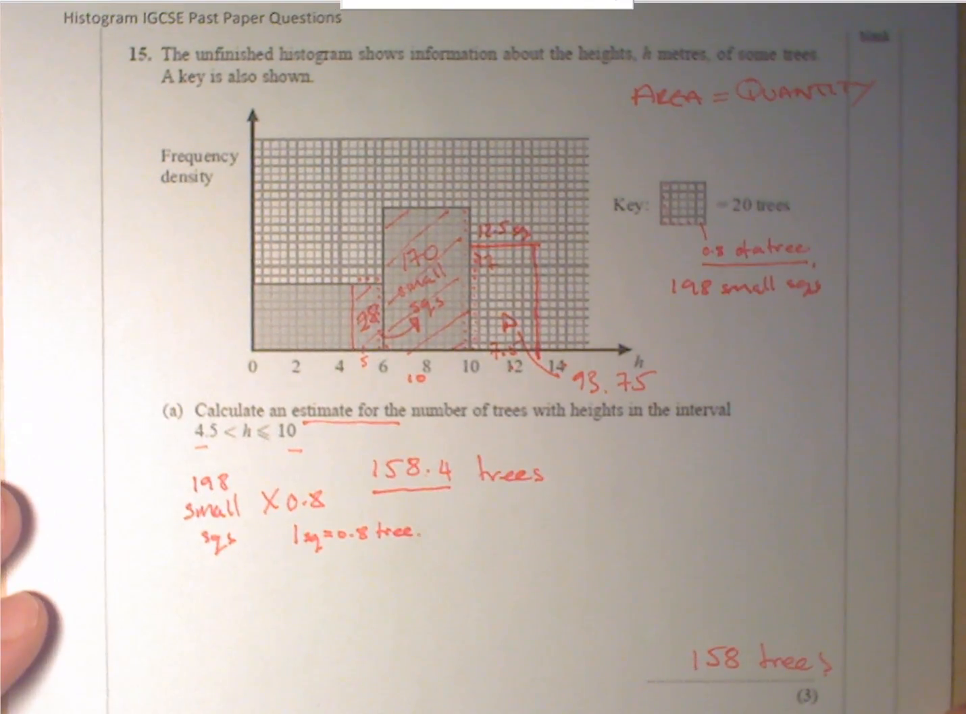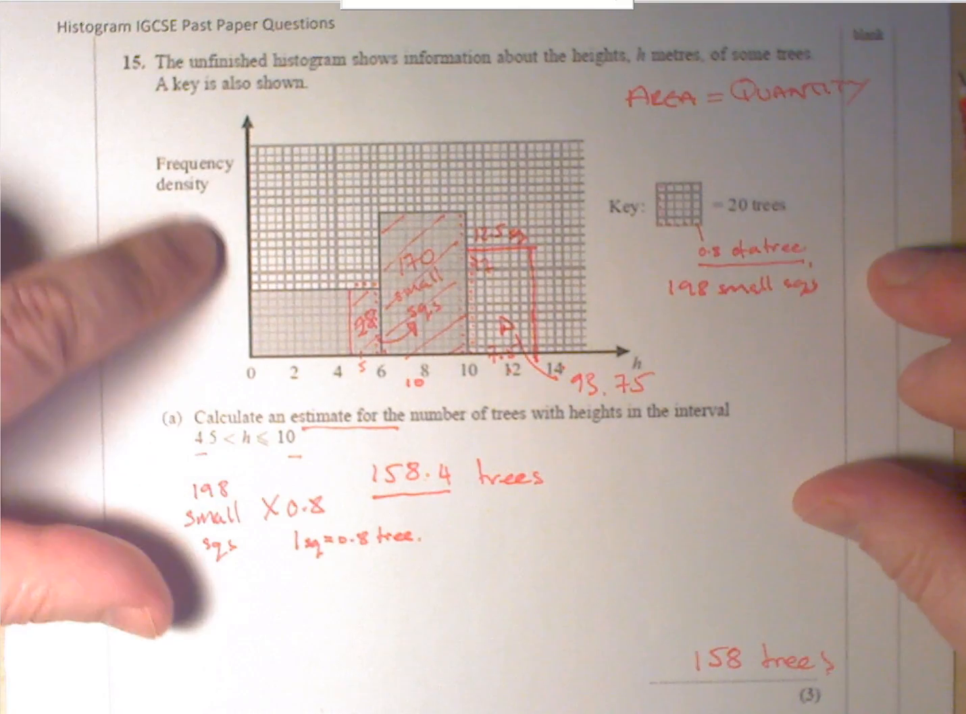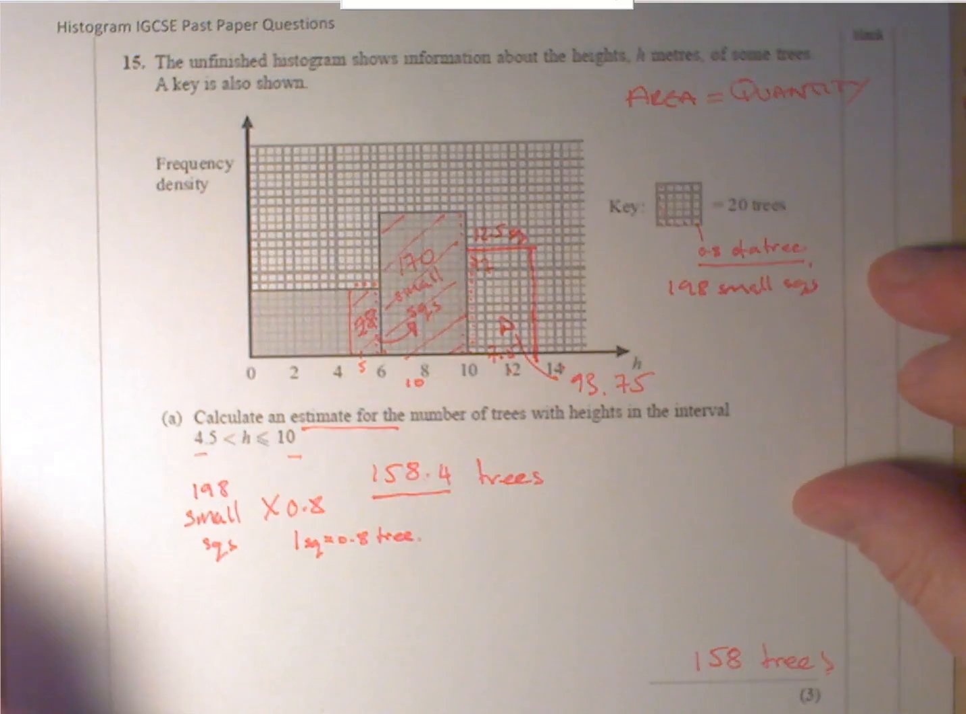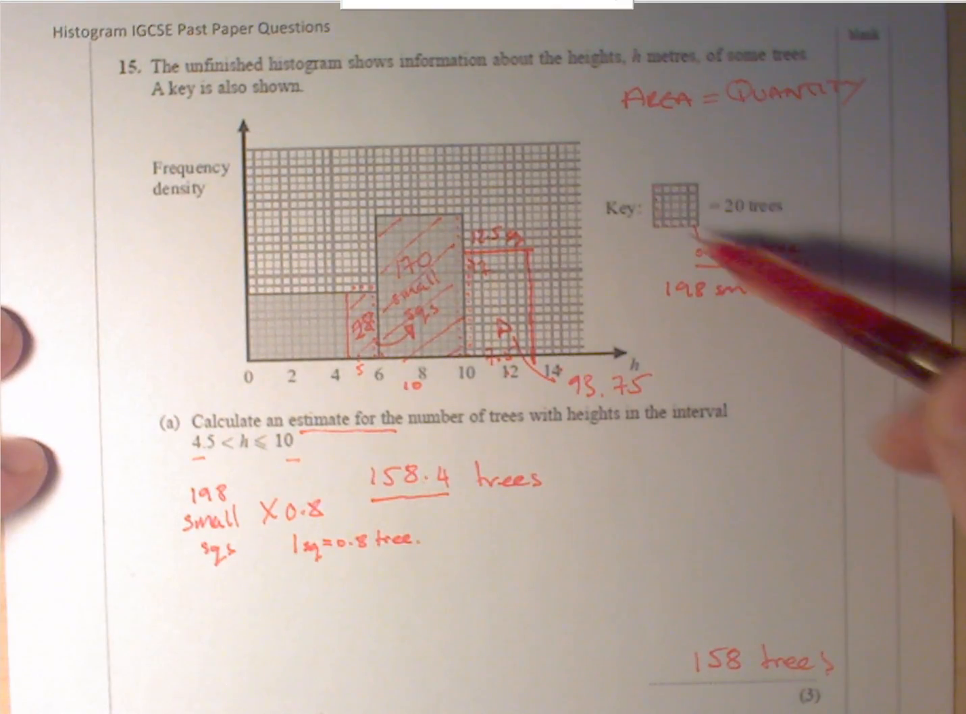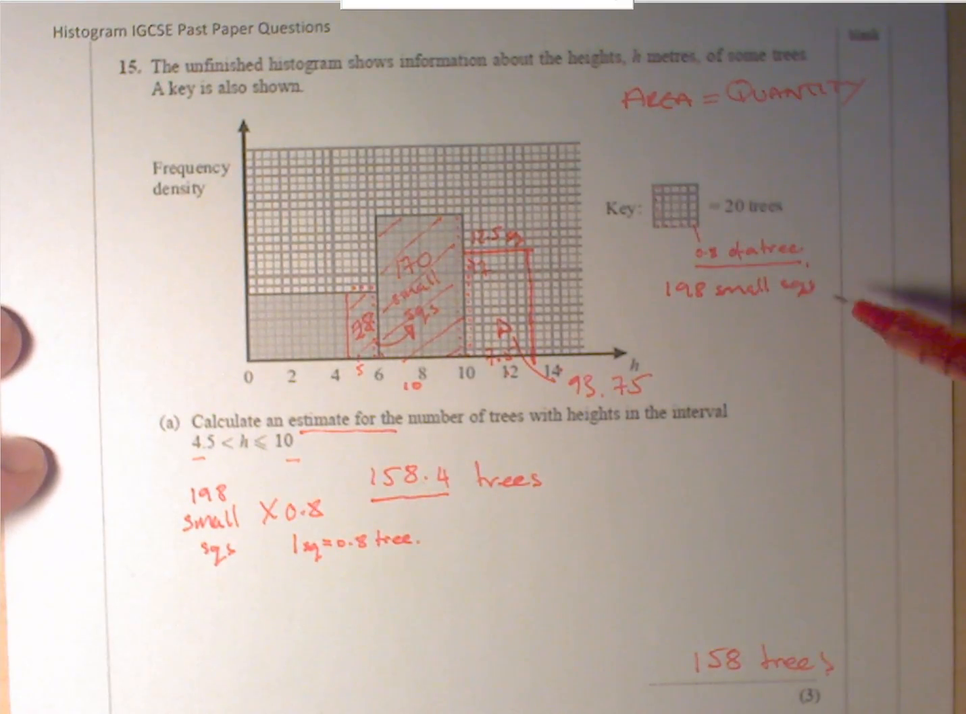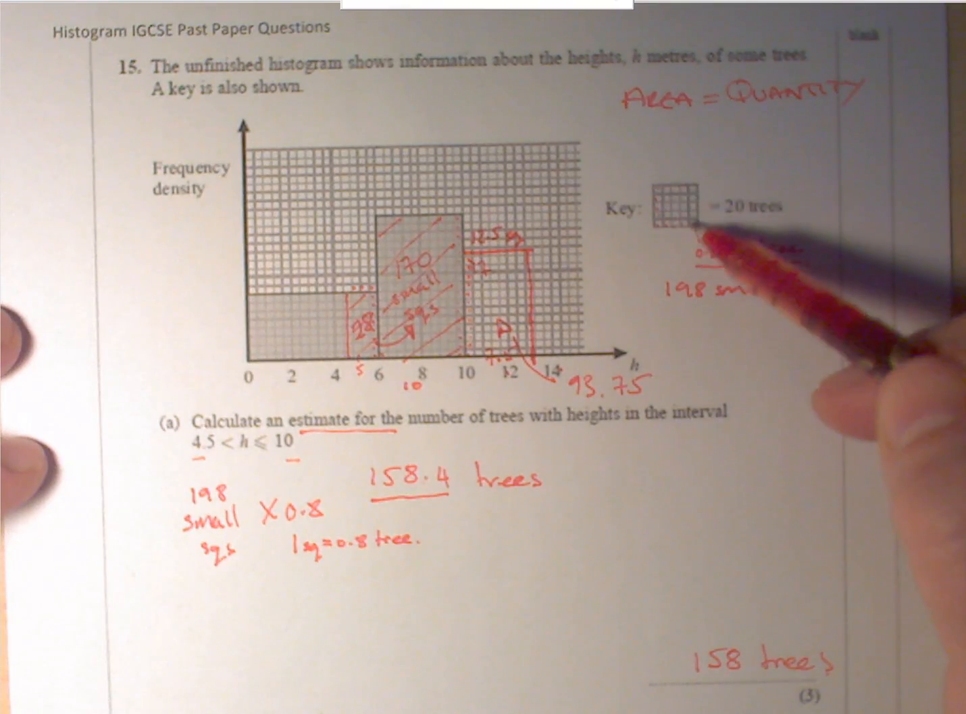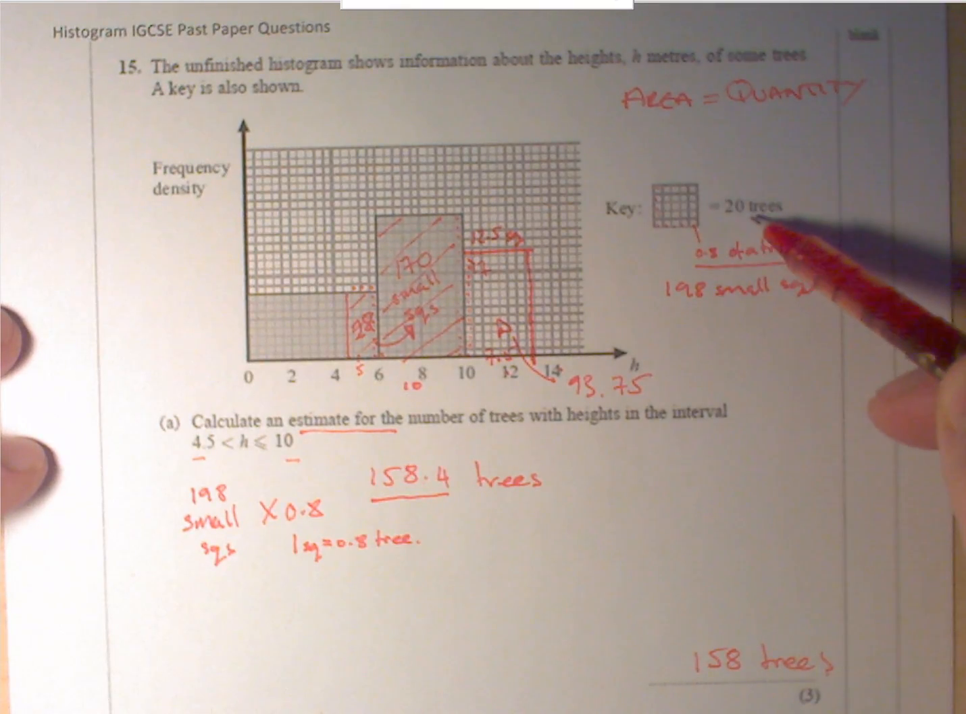Okay, so this is a slightly different type of histogram question, but also reasonably common, and that is when you don't work out the scale at all. You can avoid it because they've given you a key. Sometimes you have to create your own key, and sometimes you get given one. Here they've given us one, and they've said that these 25 squares equal 20 trees.